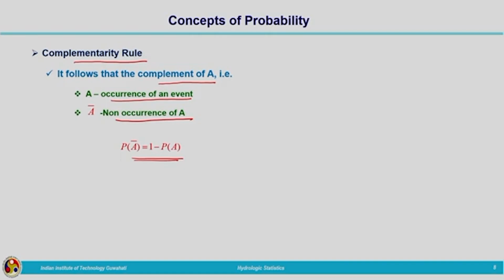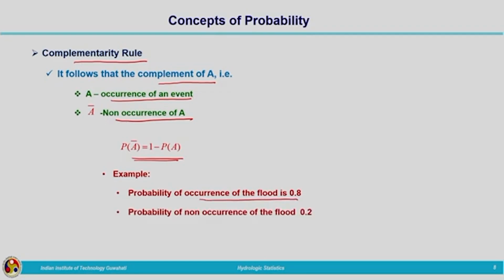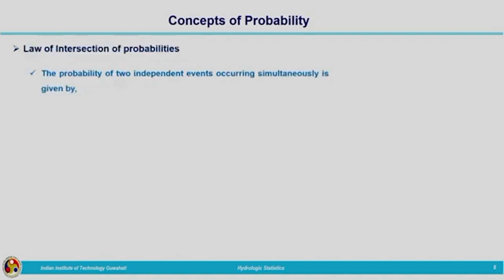So, for example, if we are talking about probability of occurrence of the flood is 0.8, we can easily compute the probability of non-occurrence of the flood as 0.2 by making use of the rule of complementarity. Now, the third rule is law of intersection of probabilities. The probability of two independent events occurring simultaneously is given by the law of intersection of probabilities.